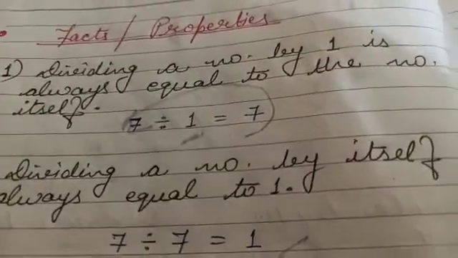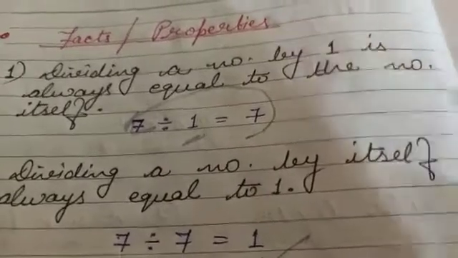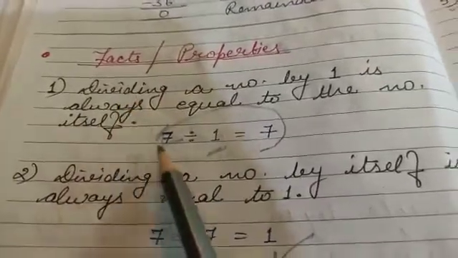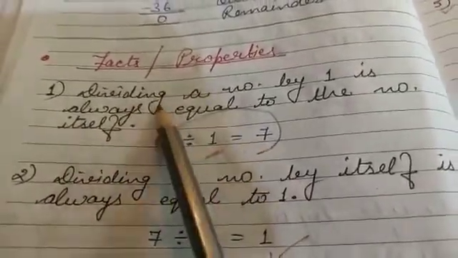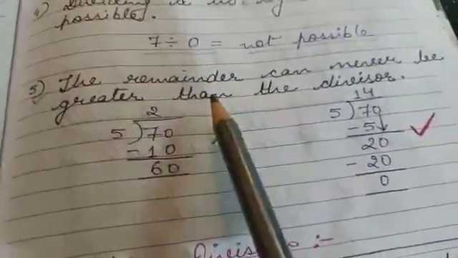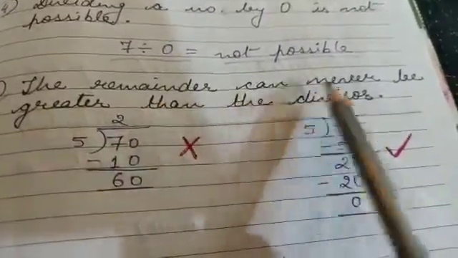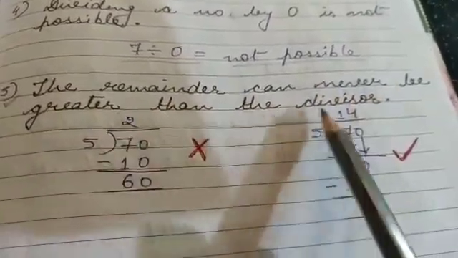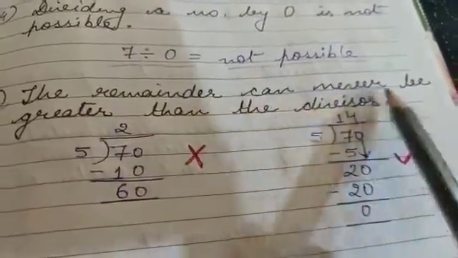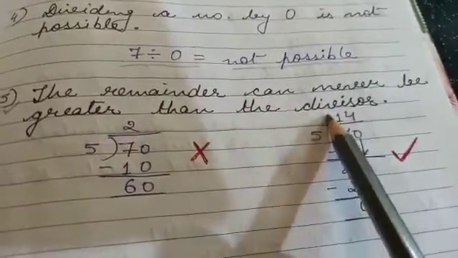My dear students, I hope you have remembered the facts and properties that we have done already in part 1, number 1, number 2, number 3 and number 4. There is one more fact that you need to know, and that is: the remainder can never be greater than the divisor. What is it? The remainder can never be greater than the divisor.